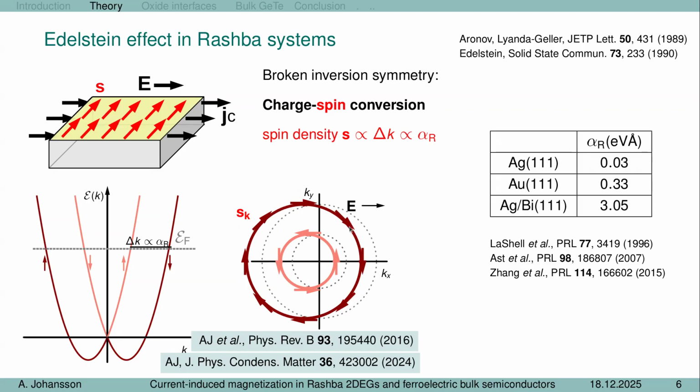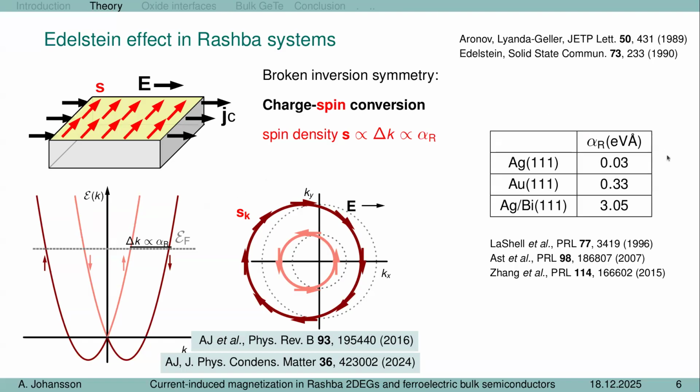Importantly, the contributions from the outer and the inner Fermi circle partially compensate because they have opposite spin expectation values, but this compensation is only partial. The outer circle is larger than the inner one. So something finite survives. And one can also calculate that for such a Rashba system, and one finds that the spin density is basically constant if you are in this energy range above this crossing point. And the spin density scales with delta k, which also scales with alpha. So you can say the larger my spin splitting, the larger the Edelstein effect is.